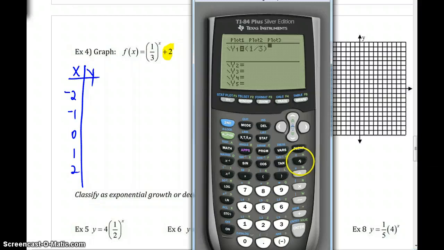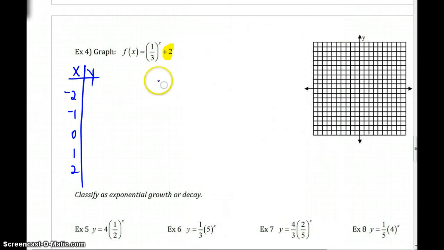We'll hit caret x, and then say +2. Now again, if you were using an older version of the calculator, most of you are, what you would see is y1 would be 1/3. You would see the caret symbol on your calculator screen. This right here is what it would look like.